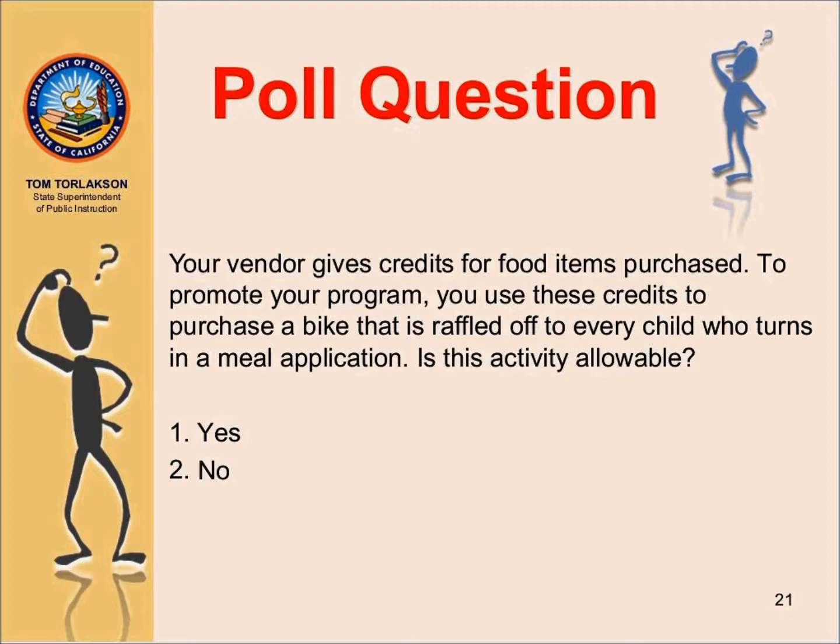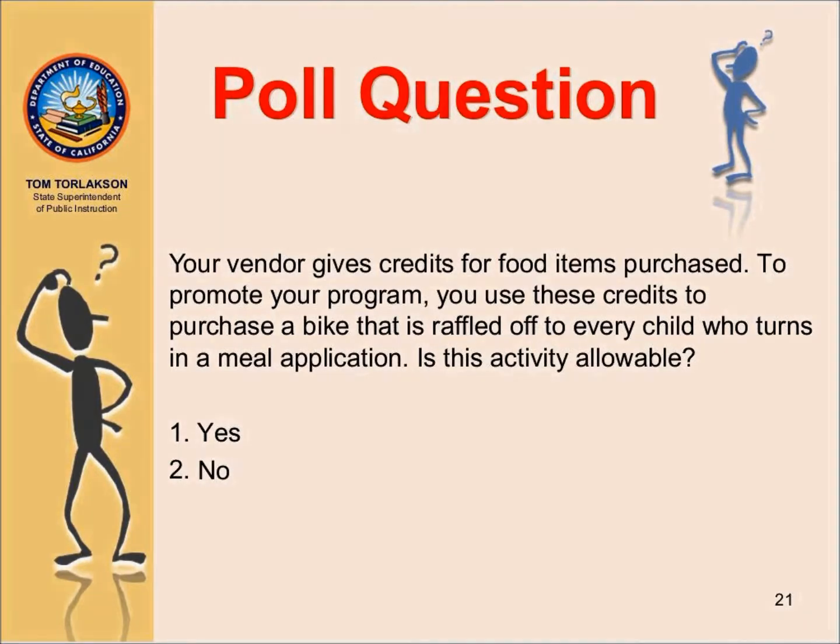Your vendor gives credits for food items purchased. To promote your program, you use these credits to purchase a bike that is raffled off to every child who turns in a meal application. Is this activity allowable? 1, yes. 2, no. I will give you a moment to pause the recording and answer the question.